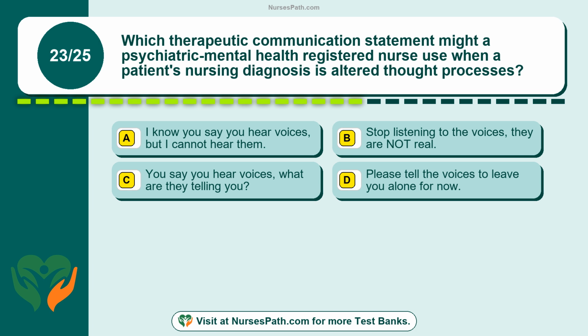Question 23. Which therapeutic communication statement might a psychiatric mental health registered nurse use when a patient's nursing diagnosis is altered thought processes? Option A. I know you say you hear voices, but I cannot hear them. Option B. Stop listening to the voices, they are not real. Option C. You say you hear voices, what are they telling you? Option D. Please tell the voices to leave you alone for now.